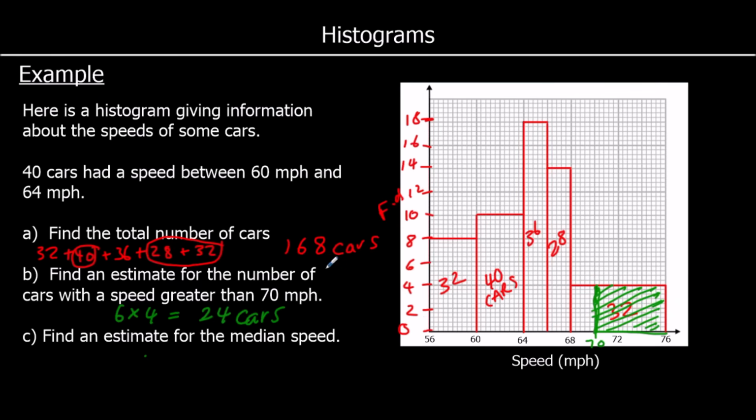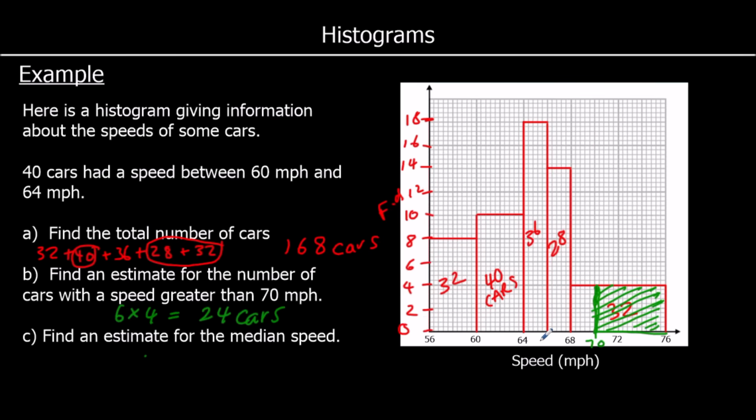It's an estimate because it's grouped data. We don't know exactly how many cars had a speed greater than 70. We just know there were 32 cars with a speed between 68 and 76. And we've assumed that they were equally spread out in the group.